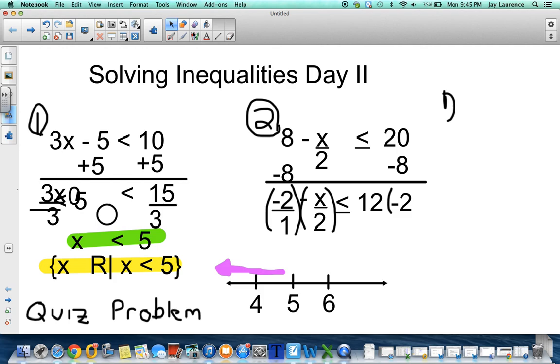Let me redo that because that looks pretty screwy. Okay. About like that. That's a little bit better. All right. Now, Wonder Woman's going to show up, and she is going to cancel out these 2's. And, of course, the 2 negatives will also cancel because a negative times a negative is a positive, leaving me with an x. Now, on the right-hand side, I'm going to get a -24.